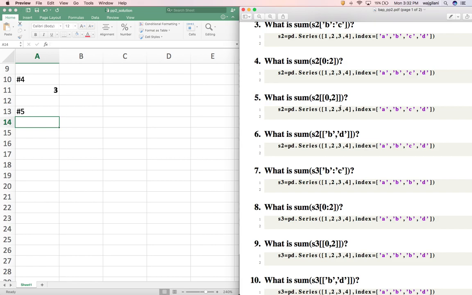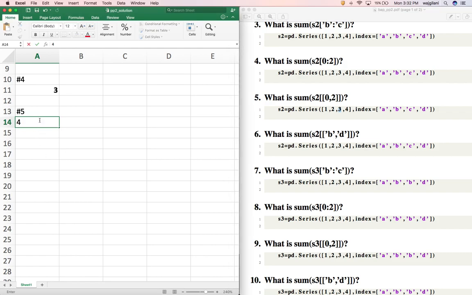If you remember, in the bracket comma system, those numbers are always inclusive, as opposed to the colon situation. Those numbers in the bracket comma, everything's always inclusive. So this literally would be this value and this value. And if we add them up, you're going to get the answer 4. So the answer for number 5 is 4.